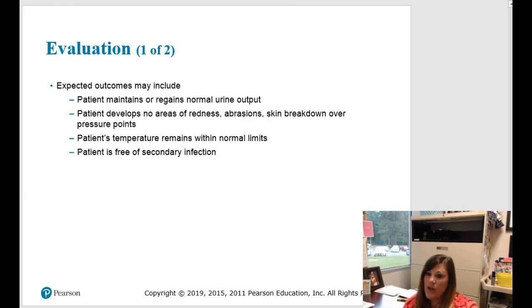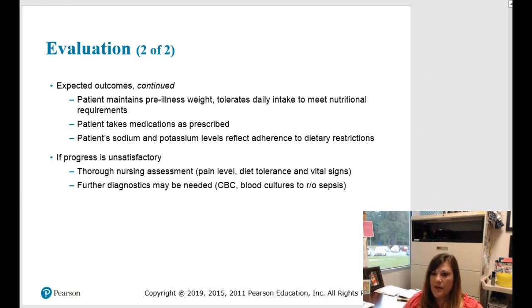And we want to look for them to have normal urine output, no areas of redness or any kind of skin breakdown, temperature within normal limits, and keep them from any secondary infection. We want to keep their weight at the pre-illness level and keep them tolerating daily intake. Take their medications as prescribed and make sure their electrolytes are good, sodium and potassium levels are good. And if their progress is not satisfactory, we need to do a thorough nursing assessment, pain level, diet, tolerance, and vital signs, and may need to do some further diagnostics, CBC, blood cultures, etc.